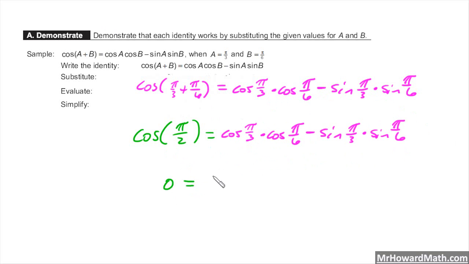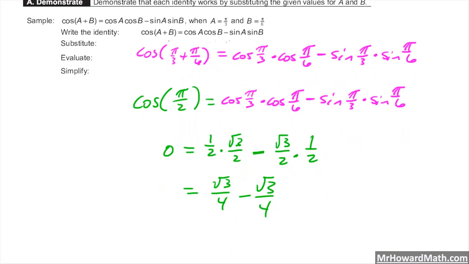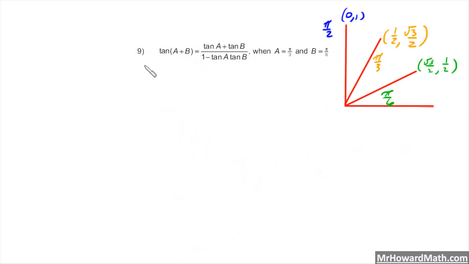So cosine of pi over 3 is 1/2 times cosine of pi over 6 is square root of 3 over 2. Subtract from that. Sine of pi over 3 is square root of 3 over 2 times sine of pi over 6 is 1/2. So this part we get square root of 3 over 4. Subtract from that, here we get square root of 3 over 4. So that in fact equals 0. So we have proven this, that this works because the left side is equal to the right side. So 0 does equal 0. Check, this identity works.